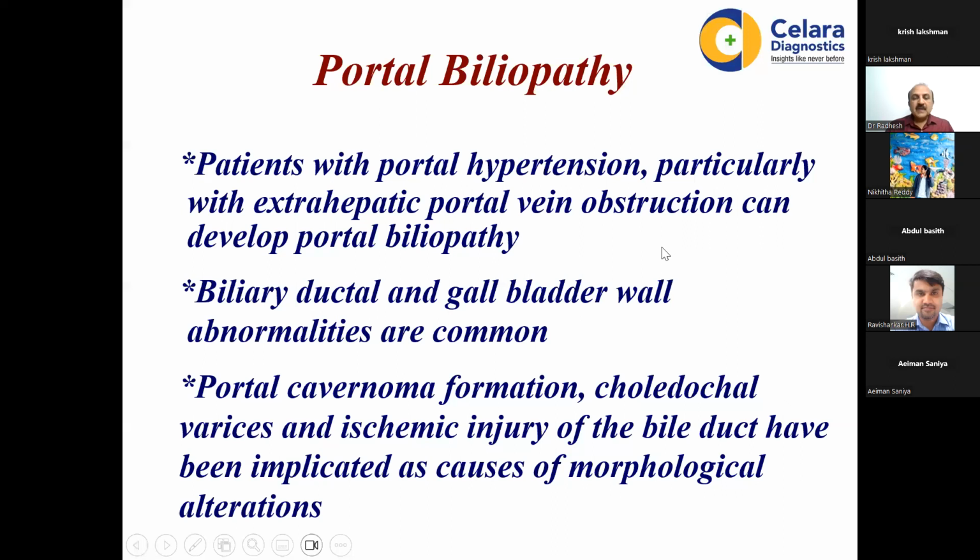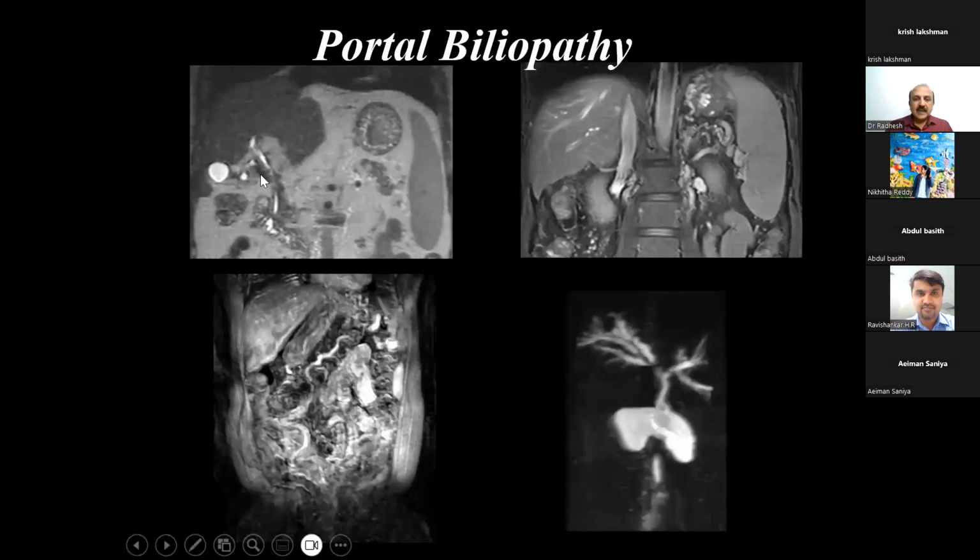Now, when it comes to portal biliopathy, you can always look at the collaterals very well. Now, if you just look at this MRCP, again, we go back to that. If you look at this MRCP image, you know there is a stricture. Yes, there is a stricture. There is a dilatation. Then you see the CBD here with the gallbladder overlapping in this plane.